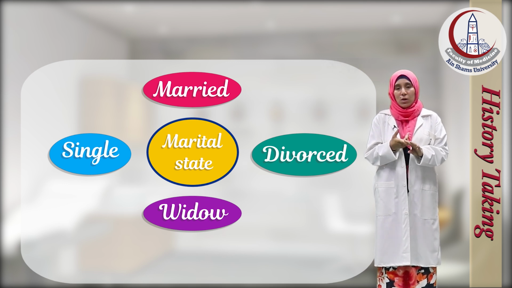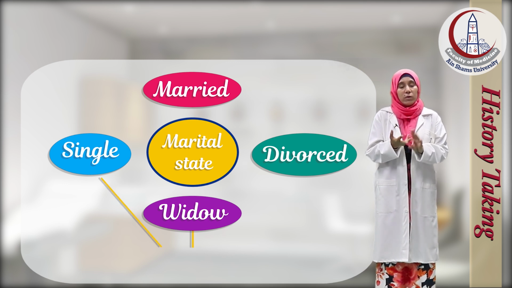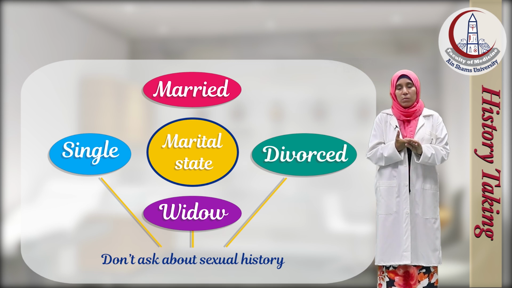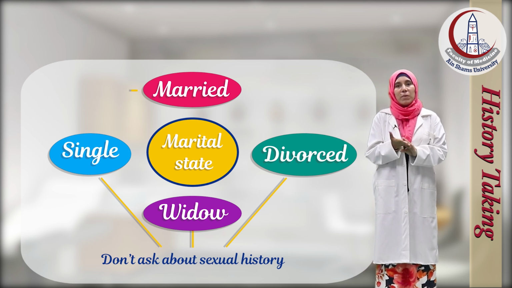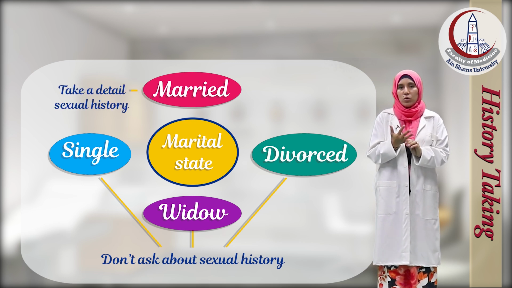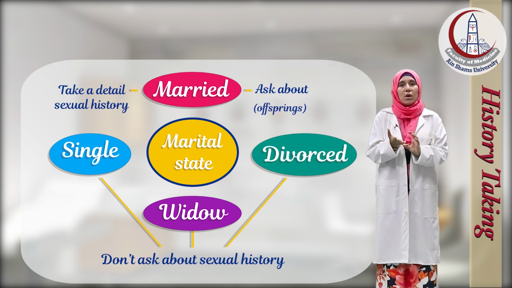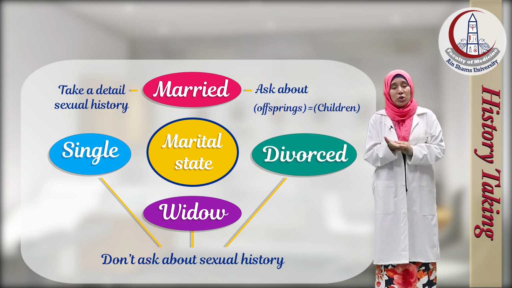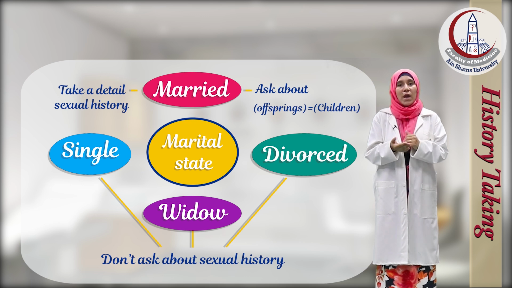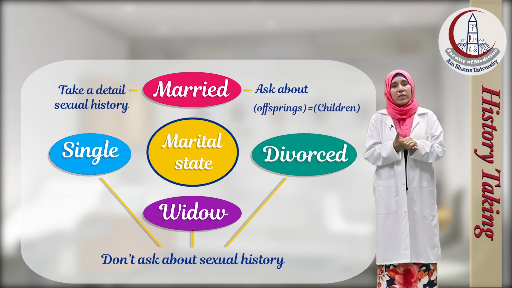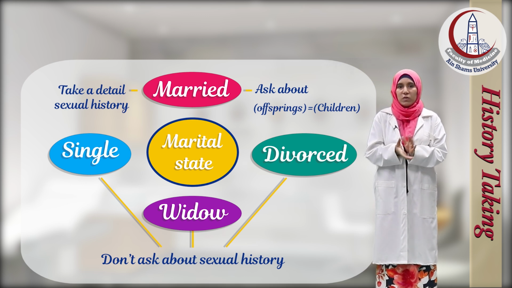If the patient is single or widow or divorced, you're not going to be asking about sexual history. But if the patient is married, then you're going to have to take a detailed sexual history and ask about offsprings, children, how many children does he have, the oldest and the youngest. These are important questions for the marital state.